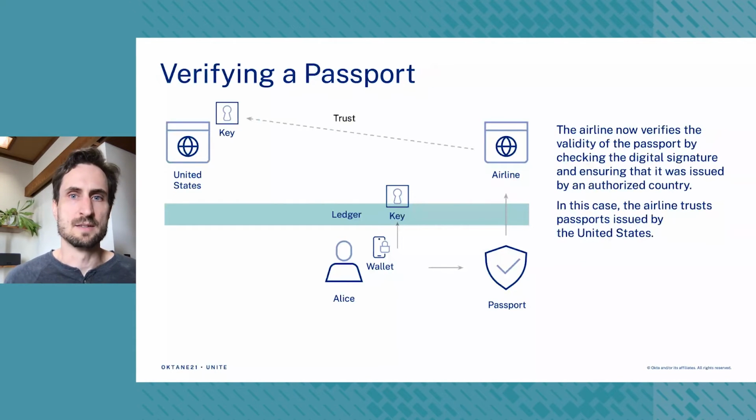What happens behind the scenes when Alice taps her phone to the kiosk? The software on the kiosk receives the passport over NFC and needs to confirm its validity. Just like in Federated Identity, the airline has a trust relationship with the United States. This relationship configures where to obtain the public key, which can be used to verify the digital signature on the passport. If everything checks out, we know that Alice has presented a valid passport.